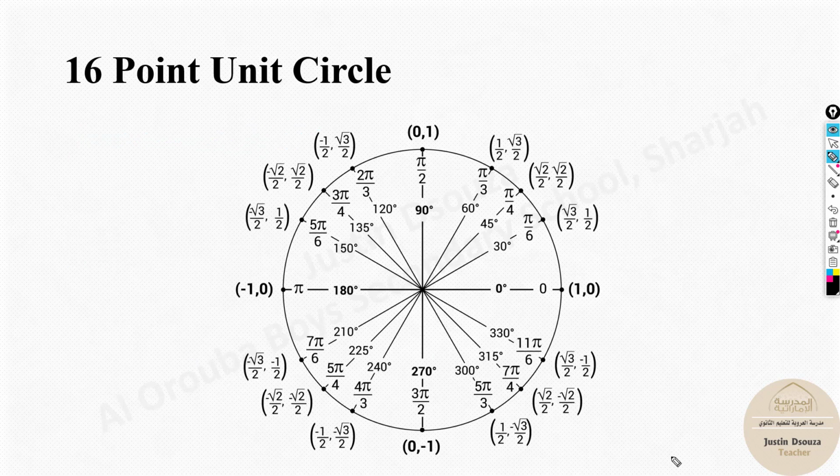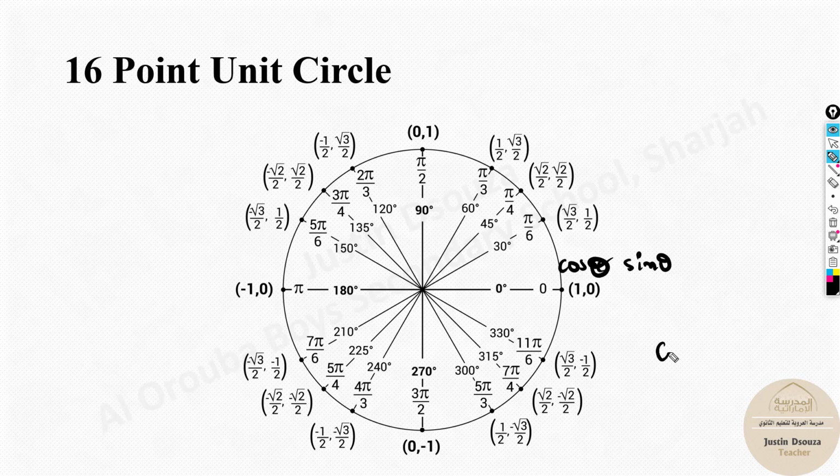Now we move on to the 16-point unit circle. Since you have scientific calculators, this will not be of that much use. But what exactly it is: there are 16 points in the circle, from 0 to 360 degrees. And the values over here, 1, 0, root 3 by 2, comma half, are for cos x and sine x, or sine theta. You can write theta. What does this mean? At what theta?